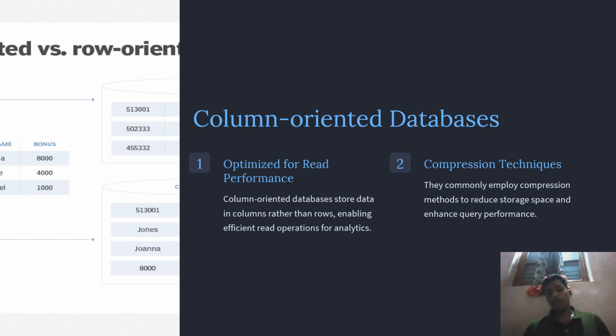Now, coming to column oriented databases, under this there are again two categories: optimized for read performance. This is the explanation for optimized for read performance. Column oriented databases store data in columns rather than rows, enabling efficient read operations for analytics. In compression techniques, they commonly employ compression methods to reduce storage space and enhance query performance.